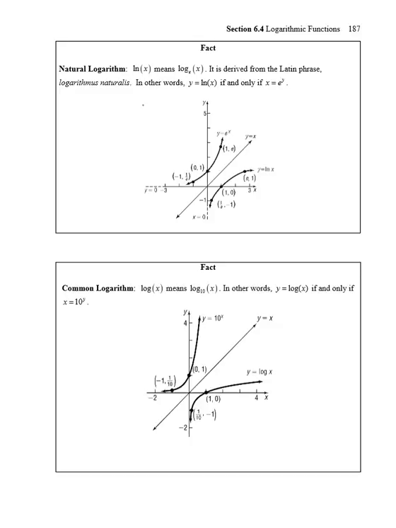Okay, there are just a couple things I want to point out on this page before we move on. We already talked about how ln of x means log base e of x. And not that we care, but it's derived from this Latin phrase, logarithmus naturalis. So y equals the natural log of x if and only if x equals e to the y. And then here you have the graphs. The e to the x is the top one, and ln of x is its inverse, which is below it.